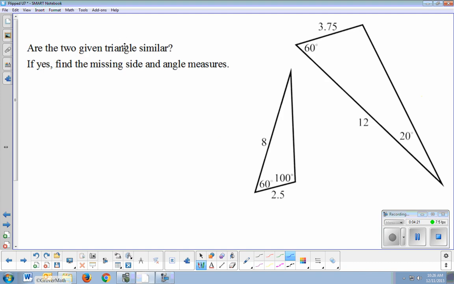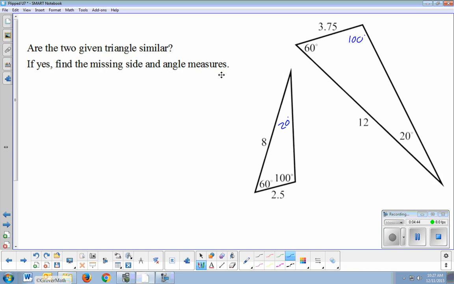Are the two given triangles similar? If yes, find the missing side and angle measurements. Okay, well first, it's always easiest to find the angle. Whenever I'm given two angles, automatically find the third. So I got 60 and 100, that's 160. That means this has to be 20. These are 60 and 20, a total of 80. This has to be 100.